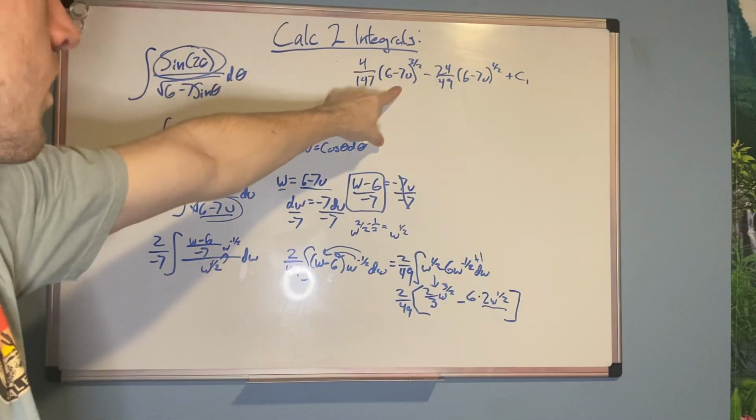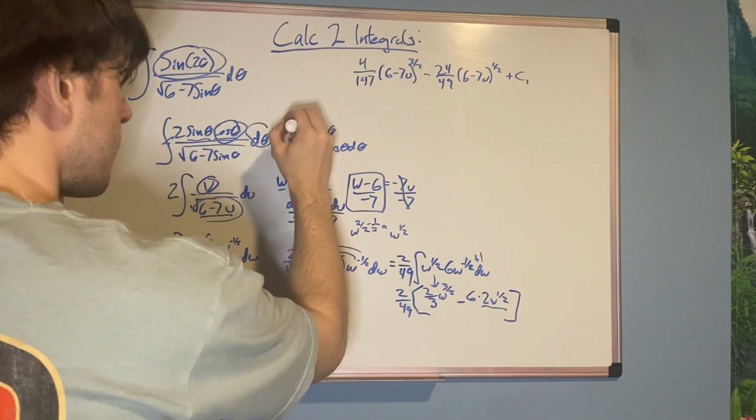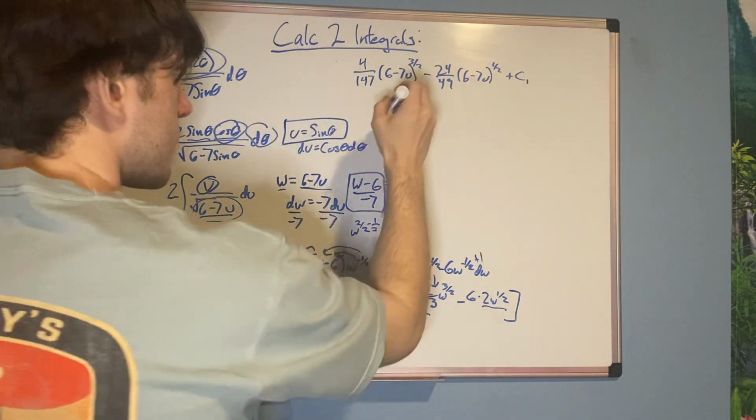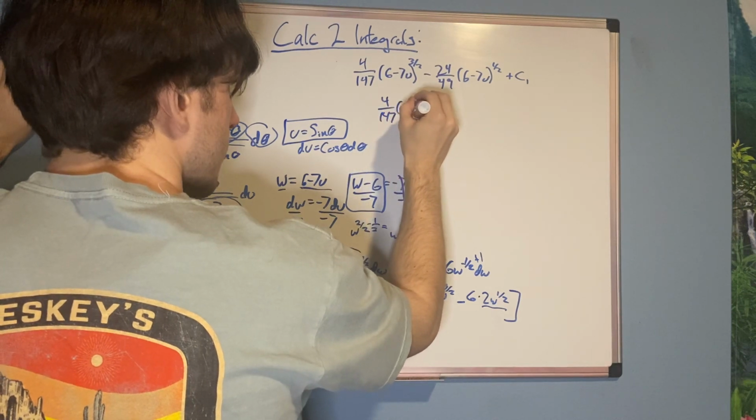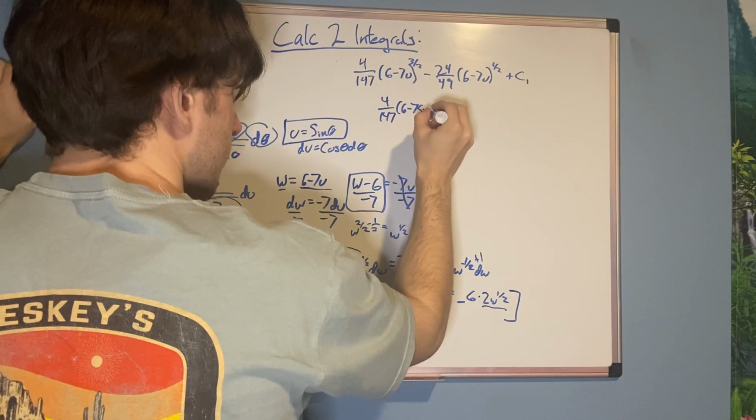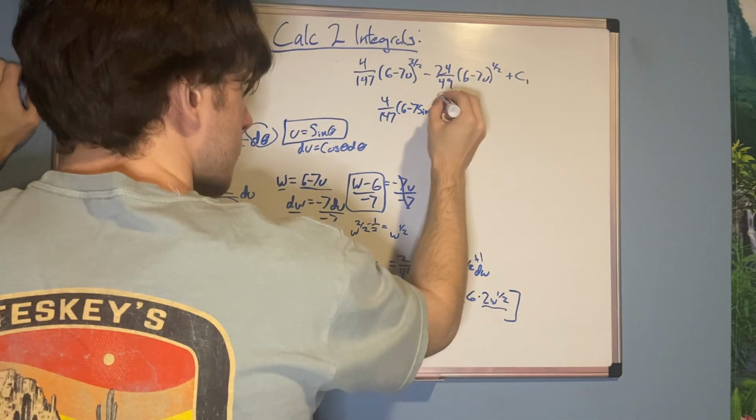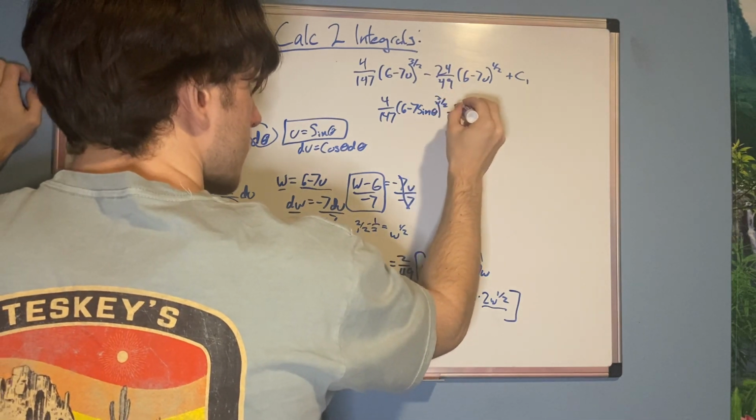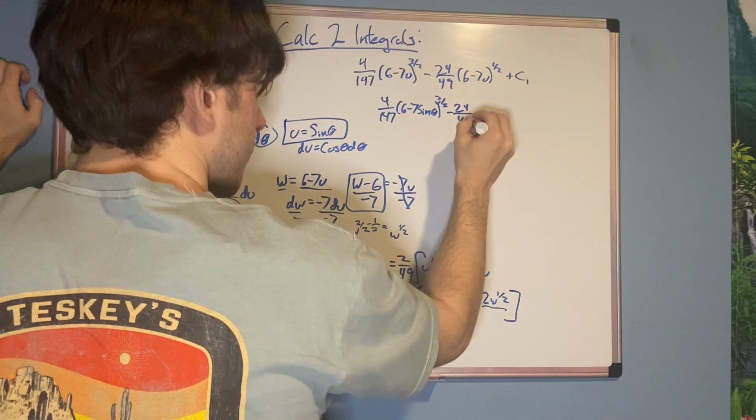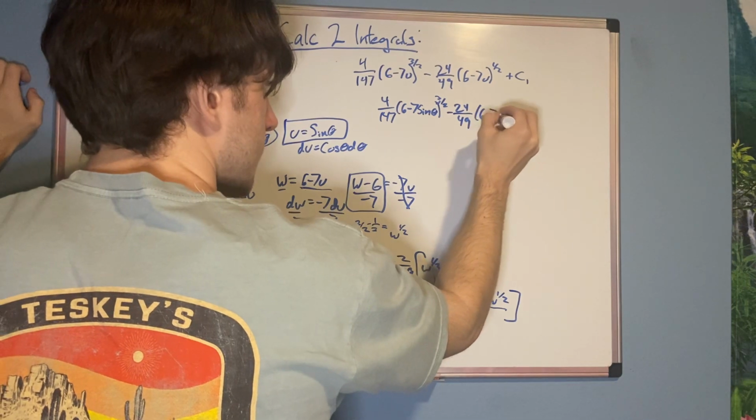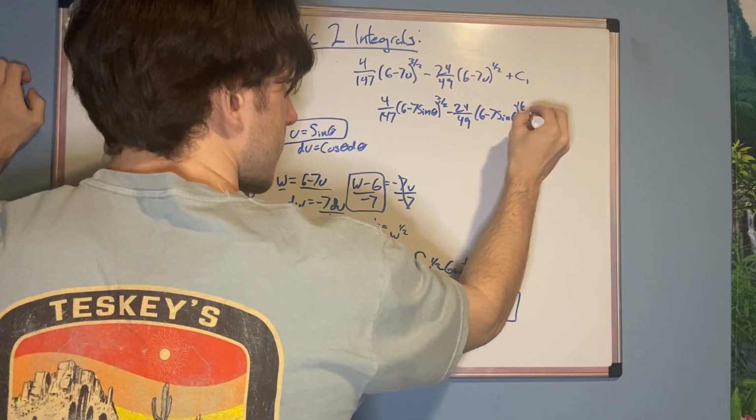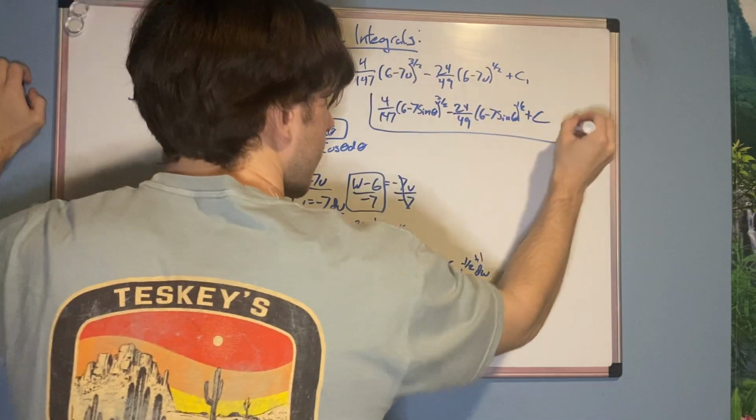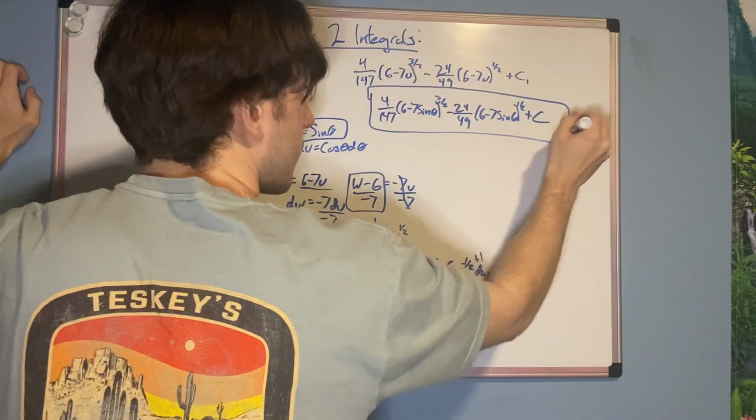Now we have to plug in our u, and remember our u is sine theta. So now just plug in our u: 4 over 147 times 6 minus 7 sine theta to the 3 over 2, minus 24 over 49 times 6 minus 7 sine theta to the 1/2, plus c. Okay, and that is our answer right there.